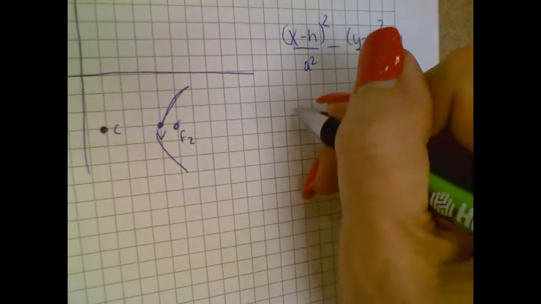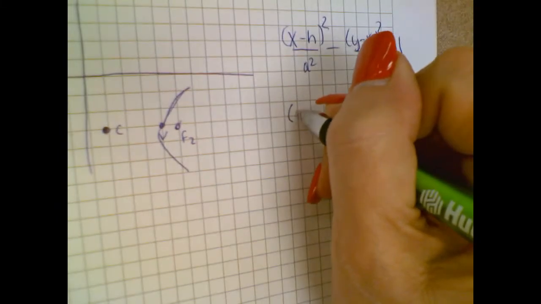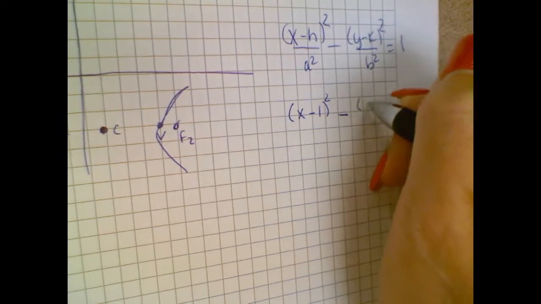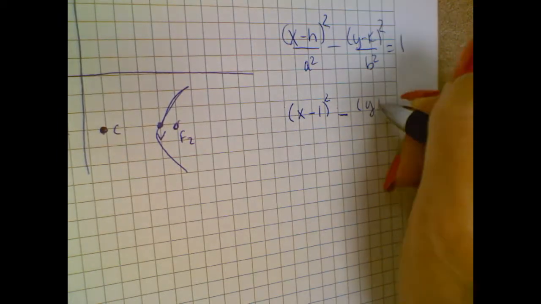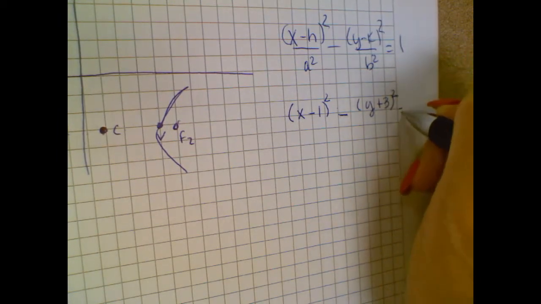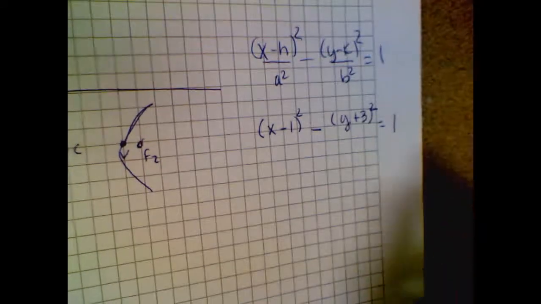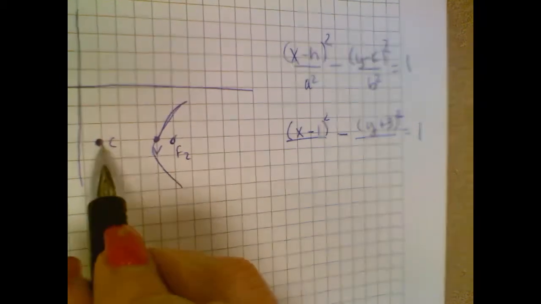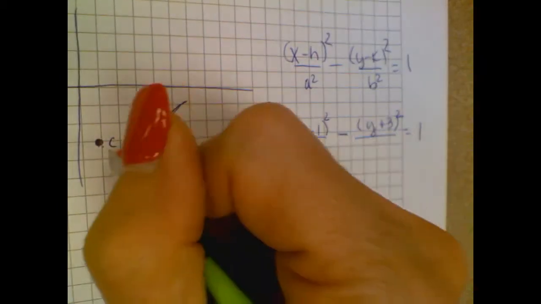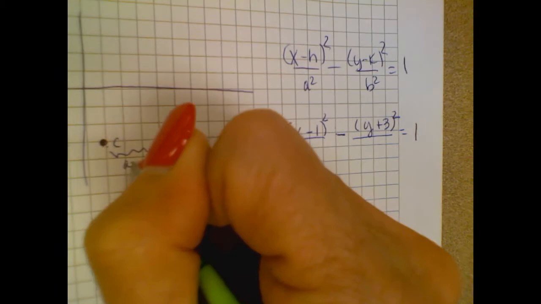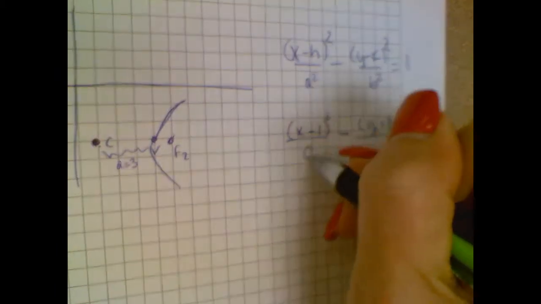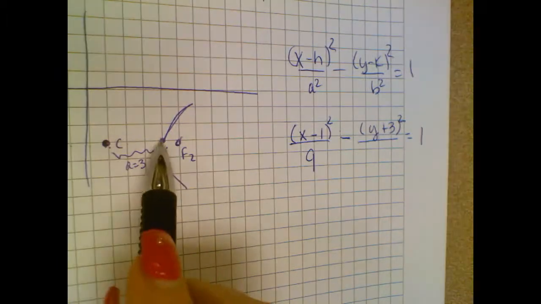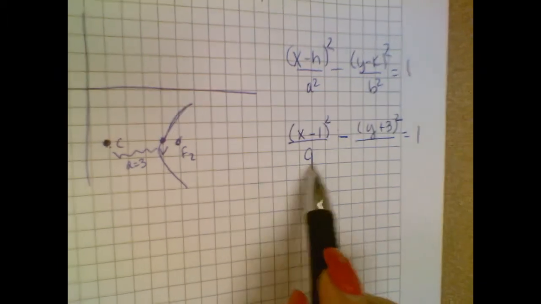So what do we know? We know the center is 1, negative 3. So it's going to be x minus 1 squared minus y minus negative 3, which is going to end up being y plus 3 squared equals 1. Now, what is a squared? Well, a is the distance from center to vertex. So a, in this case, is 3. So from center to each vertex is 3 units. So if you square that, you get an a squared of 9.